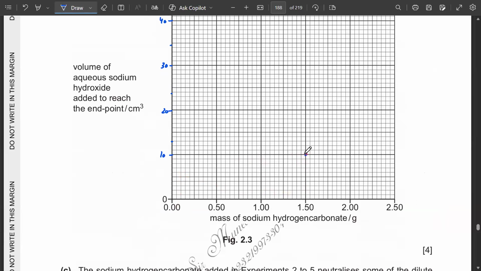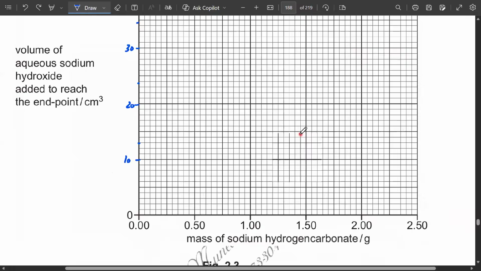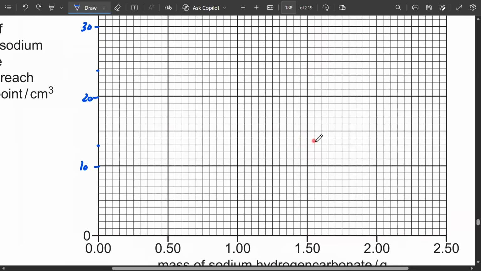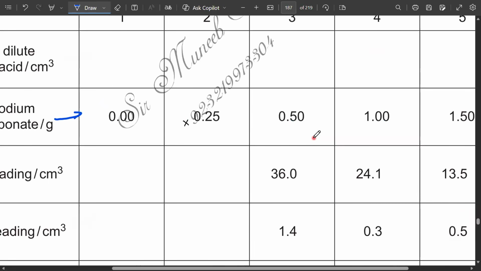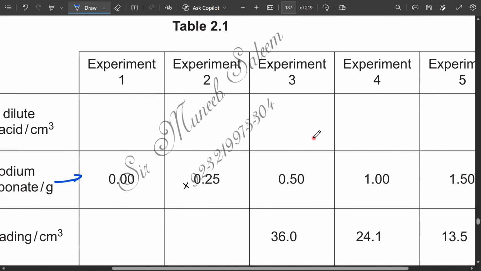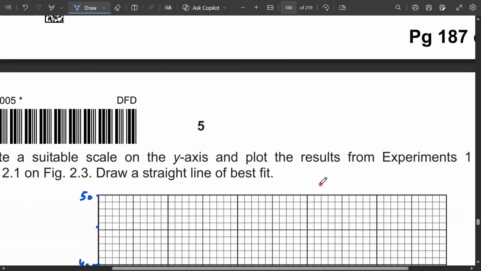So there is 1 point over here against experiment 5, which is 13. This point. And 1.5 then 1, so there is a difference of 0.5 in each case. 1.5 then 1, 0.5, and then 0.25, and then 0. So we'll do this accordingly.